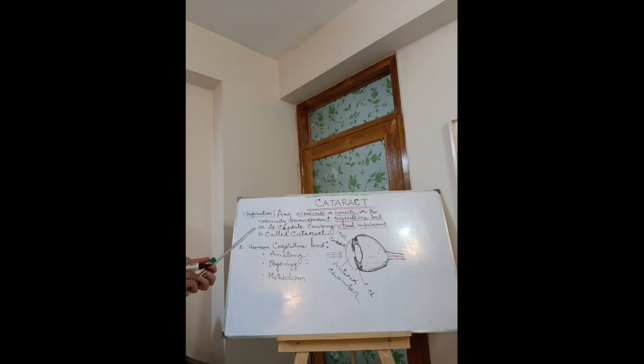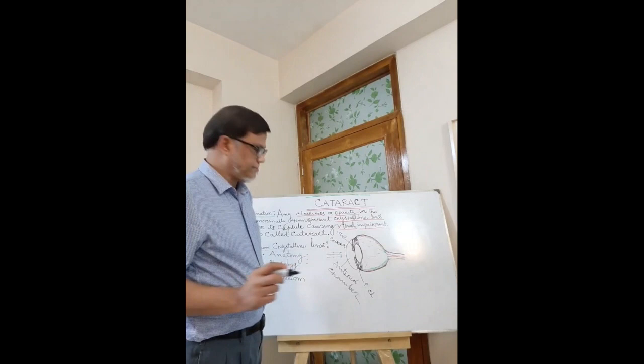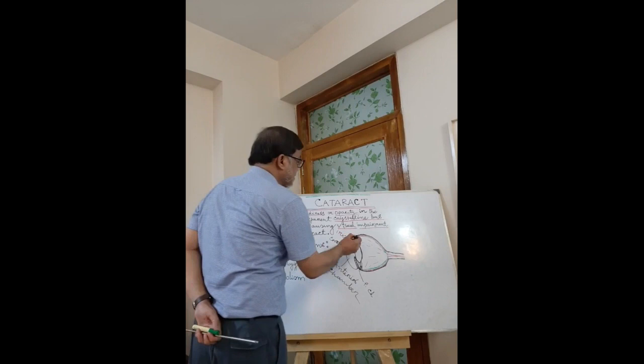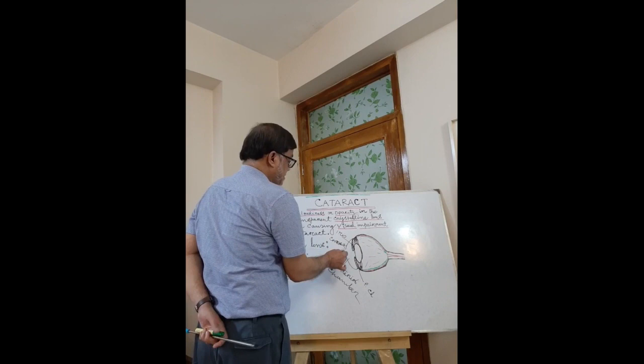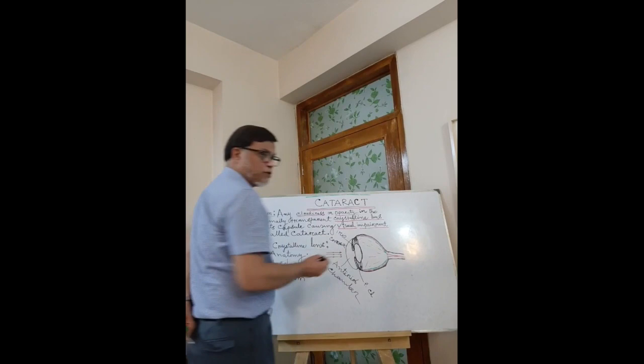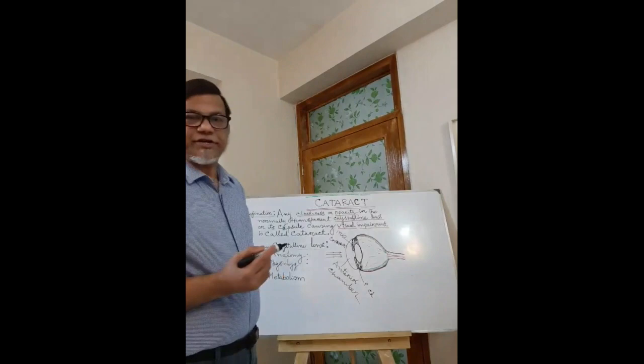Now, there's a disruption, so I want to run this, I want this diagram. This is the cornea, it is clear and it allows light. Behind this, there is a small chamber. This chamber is known as the anterior chamber.